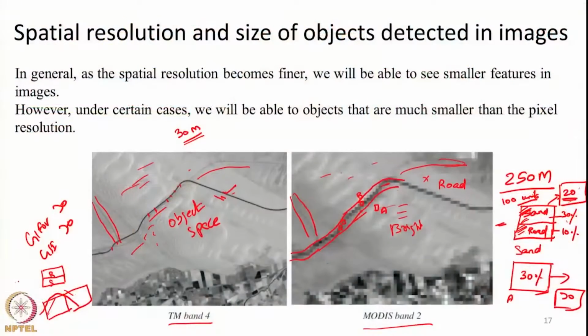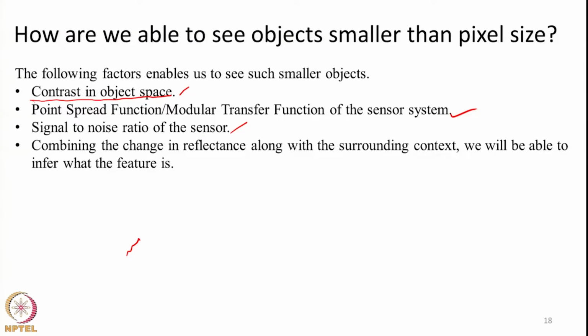In the last lecture, we discussed how objects that are smaller than the pixel size, or than the GIFOV, are detected in one particular pixel. We noted that the factors that enable us to see objects smaller than the GIFOV are the contrast in the object space, the point spread function and or the MTF, modulation transfer function, of the sensor, the signal to noise ratio of the sensor, and also the spatial context in which the feature is located.